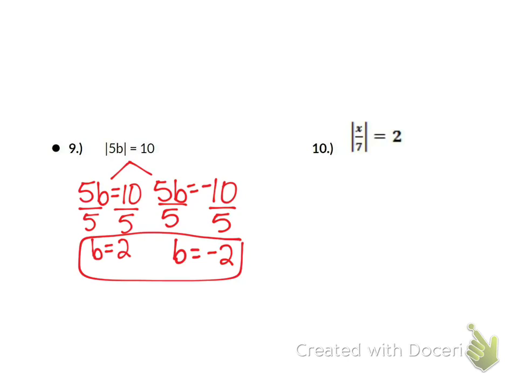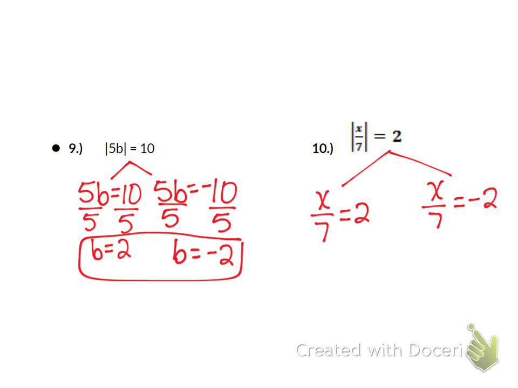On number 10, bars are alone, so I split it up. What's one equation? Liam? Good. X divided by 7 equals 2. And the other one? Negative x divided by 7 equals 2. Careful. Sign doesn't interchange on the x. What's it going to change on? The 2. So the x over 7 stays the same, and that 2 that was not ever in the bars changes signs.